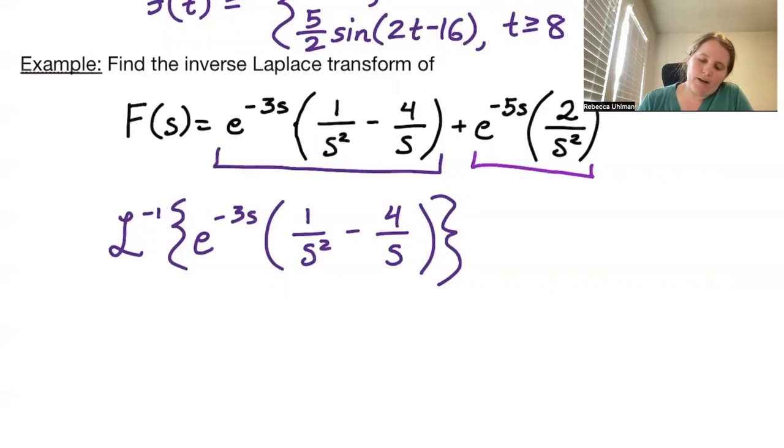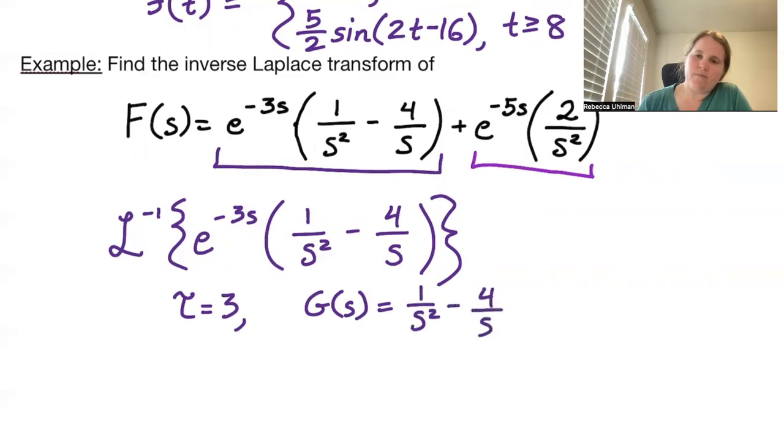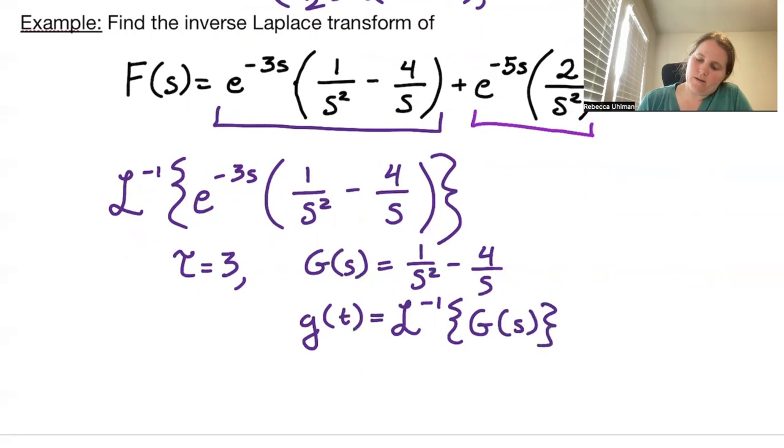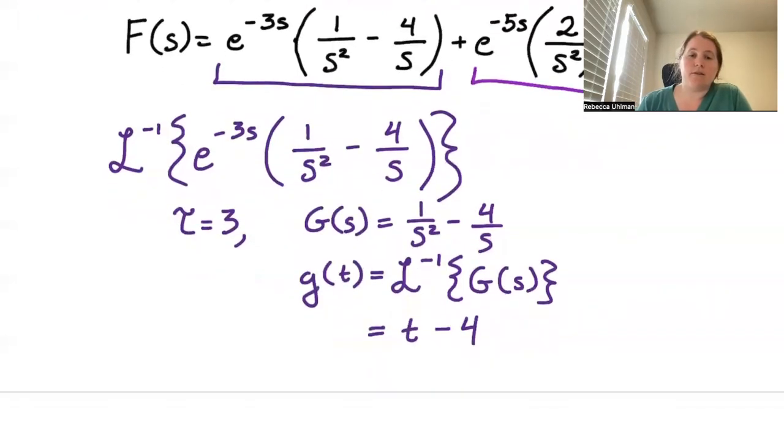So we know right off the bat here we have that our tau is 3. Our capital G of s is 1 over s squared minus 4 over s. So if we set lowercase g of t to be the inverse Laplace transform of capital G of s, 1 over s squared goes to t when we do the inverse Laplace transform. 1 over s goes to 1, so we just have t minus 4. So this is our g of t.